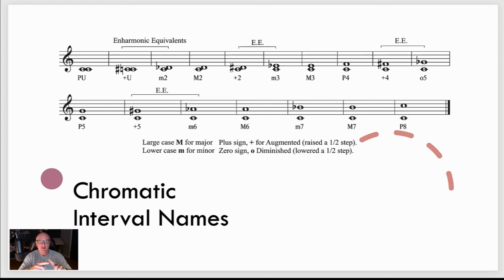So we're using capital M for major, lowercase m for minor, the plus sign for augmented, which means we're raising an interval a half step, and then the zero for diminished, meaning we're lowering it a half step if that is a perfect interval.